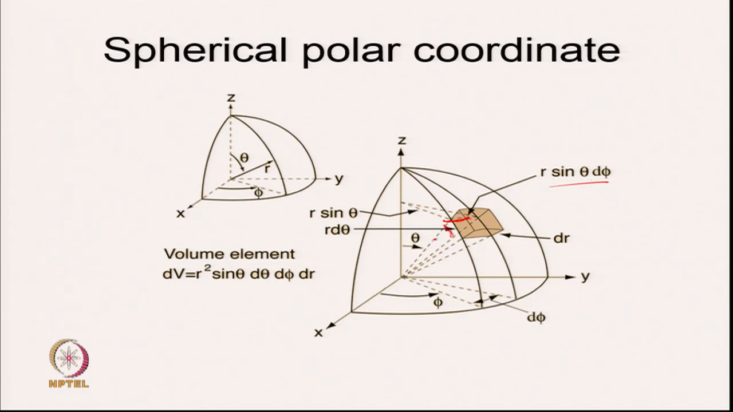This angle is your d theta. So, this length will be r d theta, and this is dr. So, now you have a volume element equal to r square sin theta d phi dr. So, this is r sin theta d phi multiplied by r d theta and multiplied by dr. So, you can calculate the volume element.